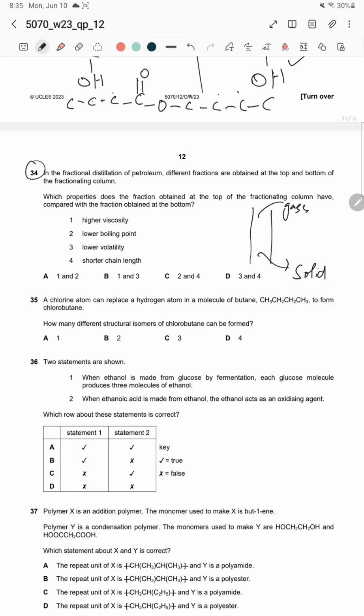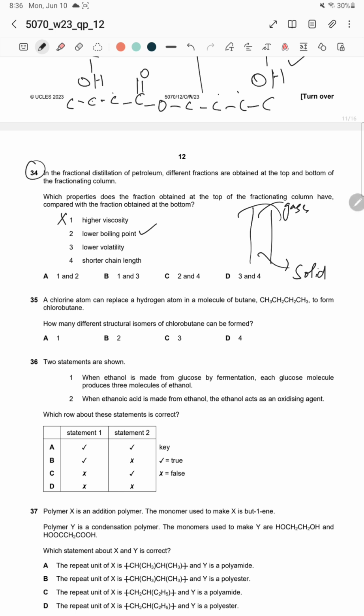So what happens, like high viscosity, that can't be the option. Low boiling point: at the top of the fractionating column it has the low boiling point, at the bottom it has the high boiling point. So low volatility is the ability to convert into vapor, and the shorter chain length.